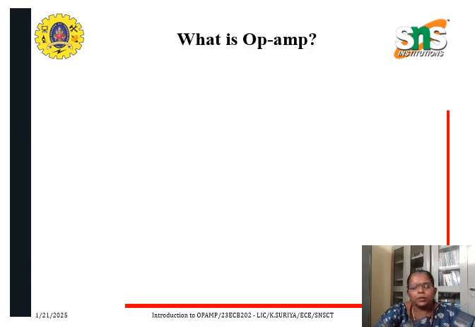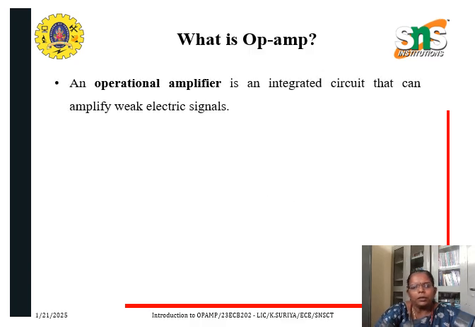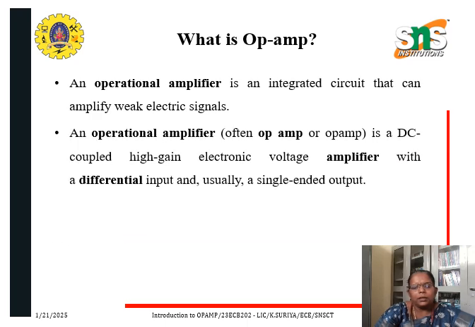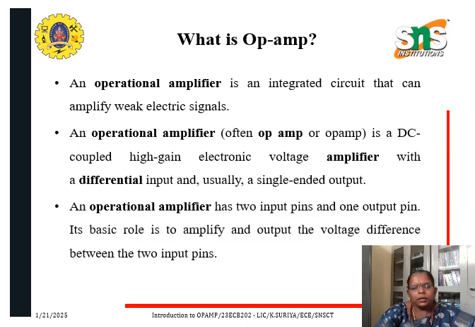Op-amp in general is known as operational amplifier. An operational amplifier is an integrated circuit that can amplify weak electric signals. An operational amplifier is a DC coupled high gain electronic voltage amplifier with a differential input and usually a single-ended output. An operational amplifier has two input pins and one output pin. The basic role of this operational amplifier is to amplify and output the voltage difference between the two input pins.